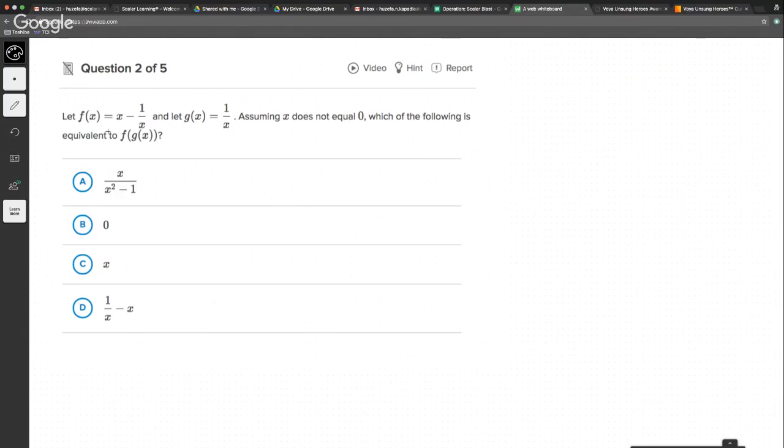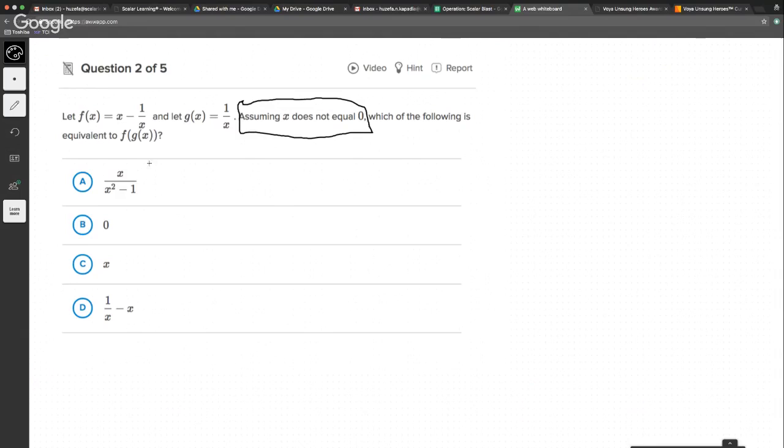Right, here's f of x equals x minus 1 over x, and then g of x, they give you 1 over x. Assume x does not equal 0. When they say this, sometimes people get hung up on these phrases. Don't worry about it. This is just to protect you from solutions or outcomes that are not real, and where you're basically dividing by 0. That's all it's doing. So you can more or less ignore it.